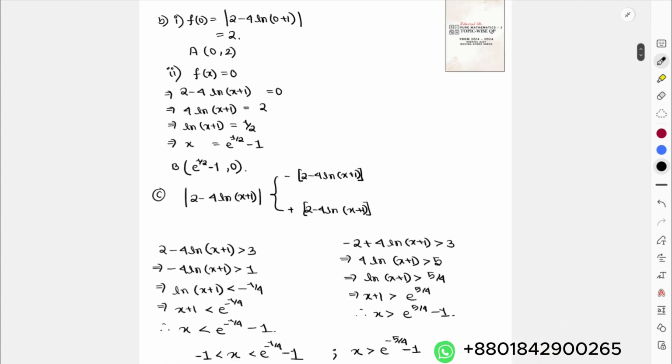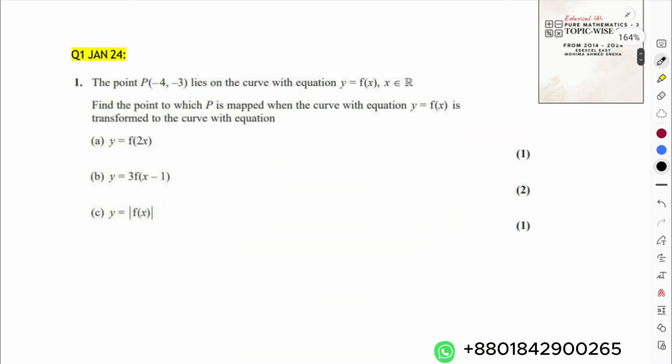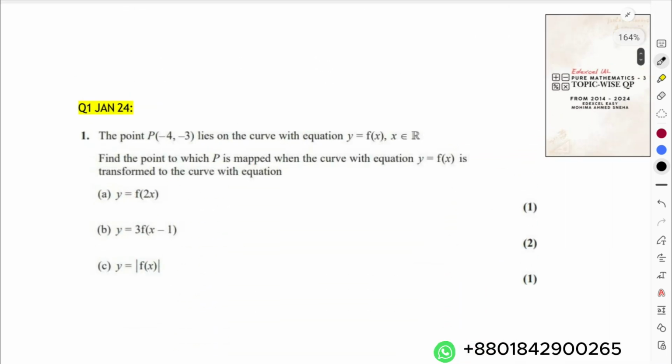So moving on to the next question, which is, I think, from January 24, question 1. It is stated that point P, which has coordinates minus 4 and minus 3, lies on the curve with equation y equals f(x). Find the point to which P is mapped when the curve is changed from f(x) to this transformed graph.